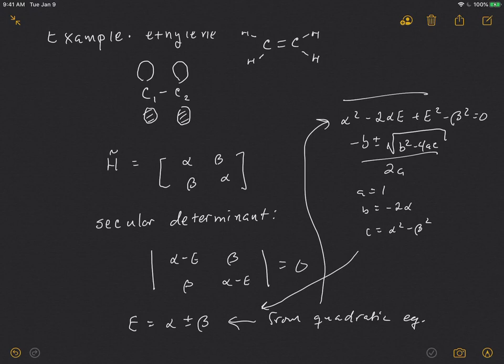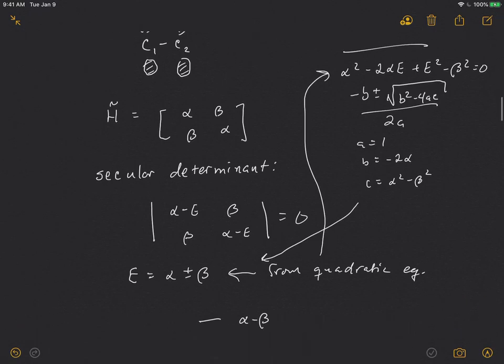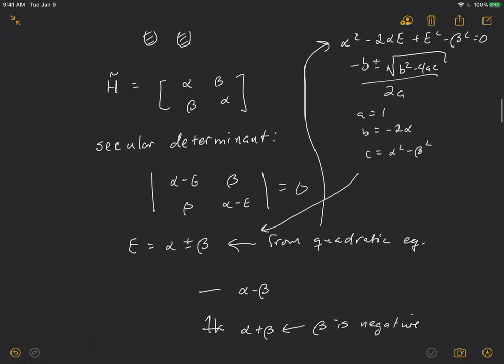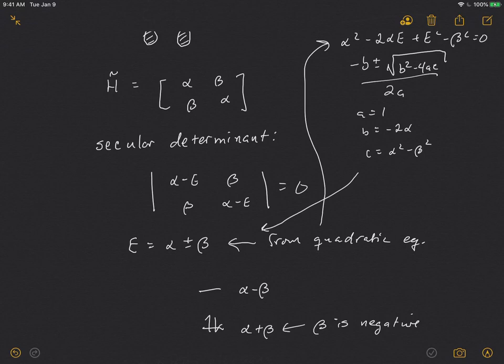And so plugging that into the quadratic equation, collecting terms and simplifying, it boils down to a nice simple result. E is alpha plus or minus beta. And again, that's directly from the quadratic equation. I skipped a couple of steps, but you should be old pros at the quadratic formula by now. And I don't want to get bogged down in that. This isn't a pre-calc course.